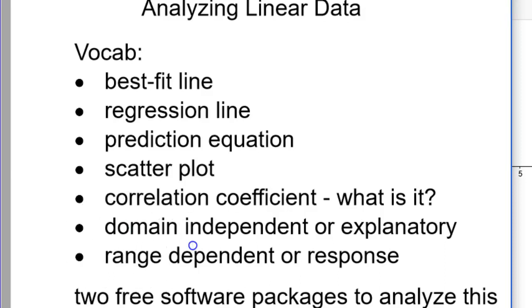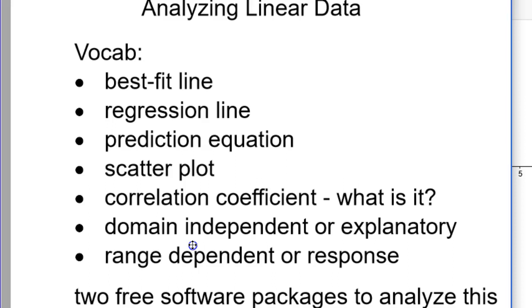All right, I'm going to talk about analyzing linear data today, and mainly just a straight line. We won't worry about curves or anything like that. But the vocab that we'll be talking about: best fit line, regression line. They both mean the same thing and are interchangeable. We'll talk about prediction equations for that line, scatter plots.